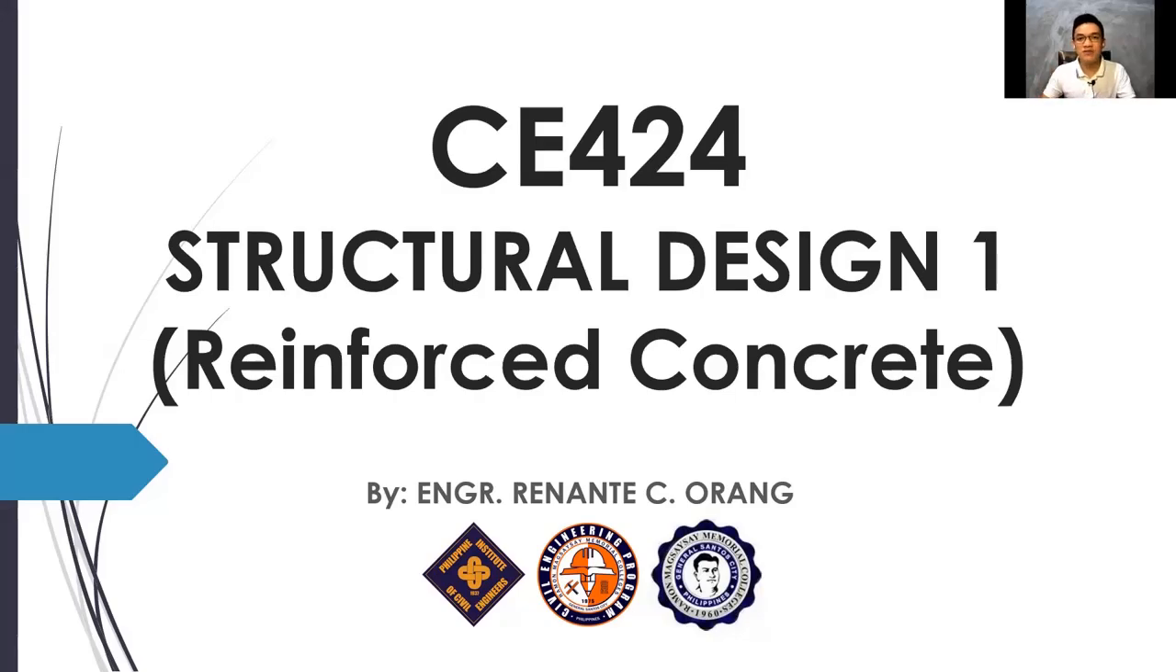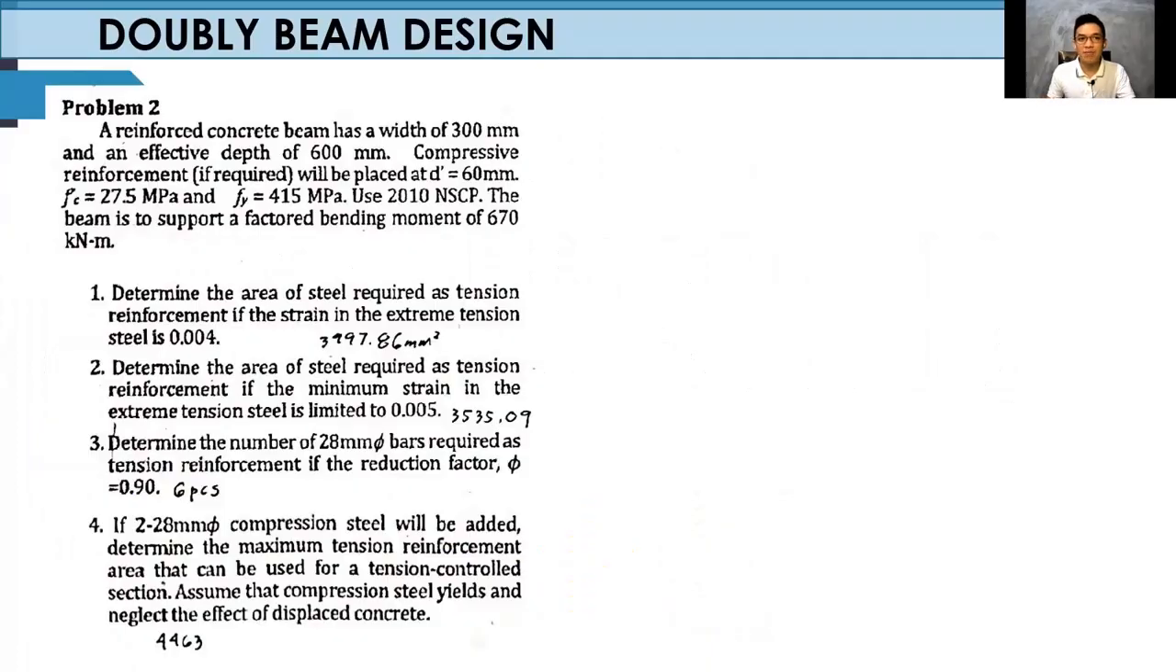Hello class, for this video, let us have another example in designing a doubly reinforced beam. So for our second example, a reinforced concrete beam has a width of 300 millimeters and an effective depth of 600 millimeters. Compressive reinforcement, if required, will be placed at an effective depth which is 60 millimeters from the top. Our f'c is 27.5 MPa.